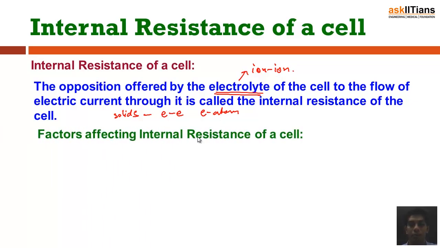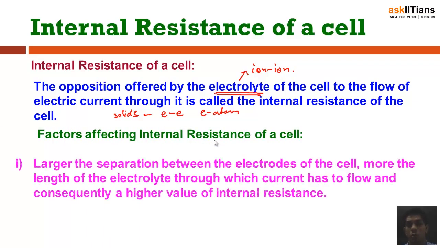So now, the factors which affect the internal resistance of the cell. The first one: the larger the separation between the electrodes of the cell, the more the length of the electrolyte through which the current has to flow, and consequently a higher value of internal resistance. It's a similar context where the resistance is proportional to the length. It's one and the same thing.